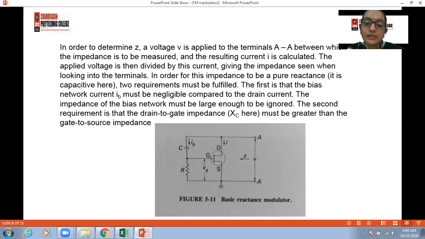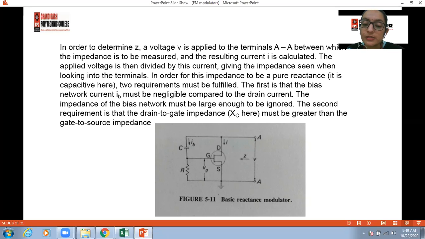The drain current, or we can say the drain to gate impedance, must be very, very large as compared to the gate to source impedance for the circuit to be purely reactive. So the Z would not have a resistive component in it. In brief, the modulating signal is applied to the gate of the FET, thus varying the conductance with the modulating signal.